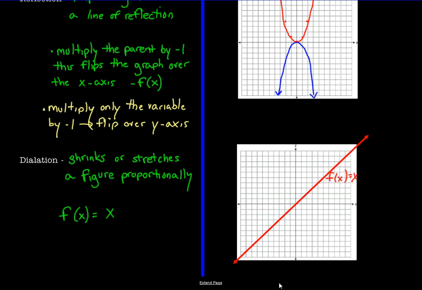Okay? If we put f of x, let's use a different one. I always want to use f. Let's use g of x equals 4x. I have multiplied the variable by 4. This is what a dilation looks like. And you should know that's a line.